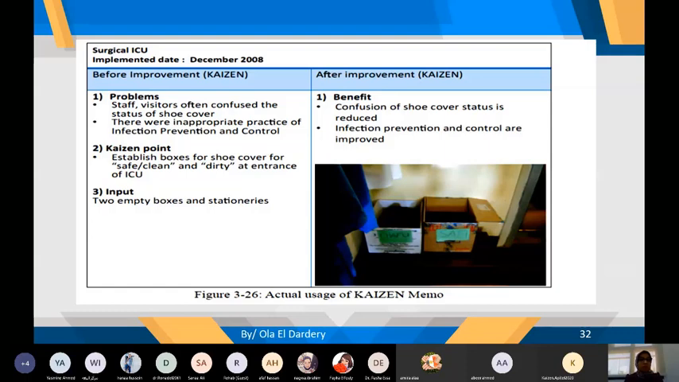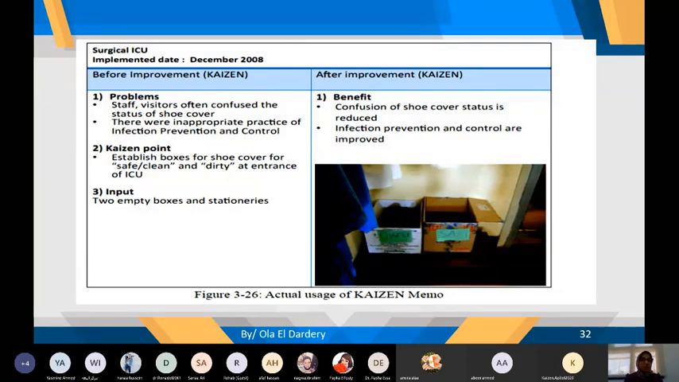The problem here was very simple: they just interchanged the shoes when they entered the ICU. The dirty shoes were the clean shoes. So they wanted to make sure that whoever entered the ICU is wearing a new shoe, and whenever they finish, they put it in the dirty box and so on.